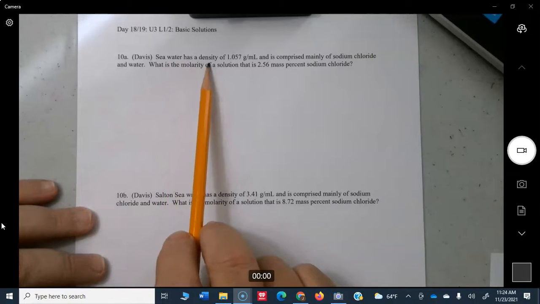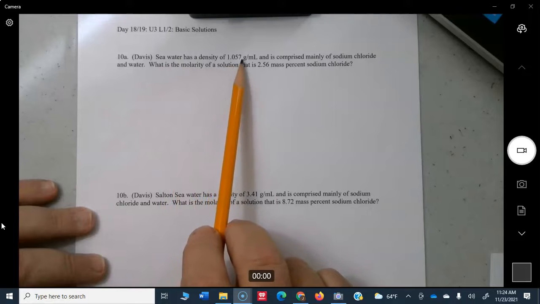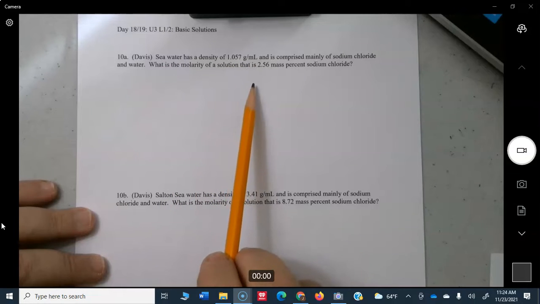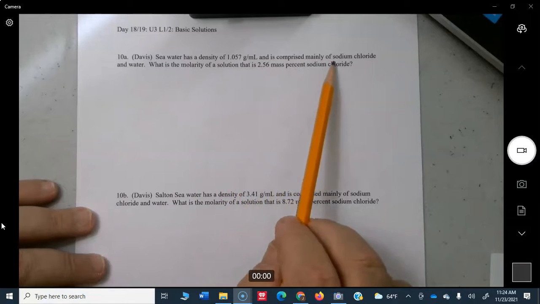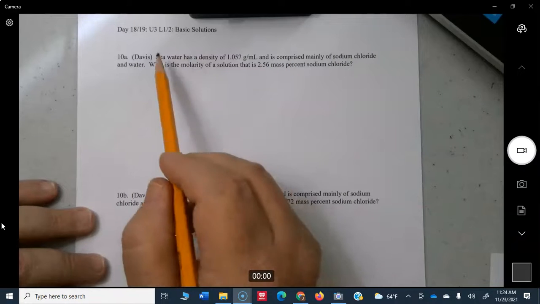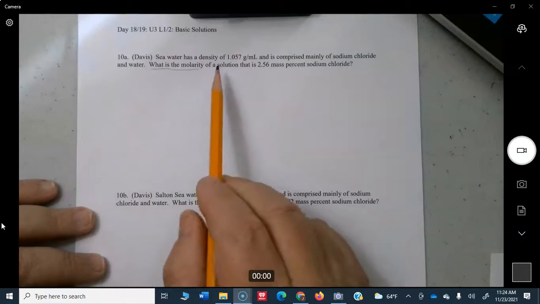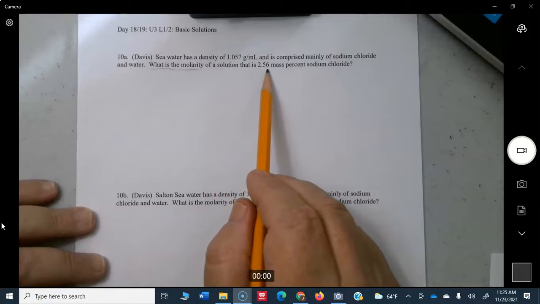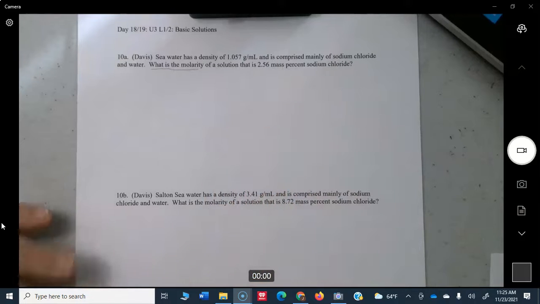So seawater has a density of 1.057 grams per milliliter and is comprised mainly of sodium chloride and water. What is the molarity, so we're trying to find molarity, of a solution that is 2.56 mass percent sodium chloride?